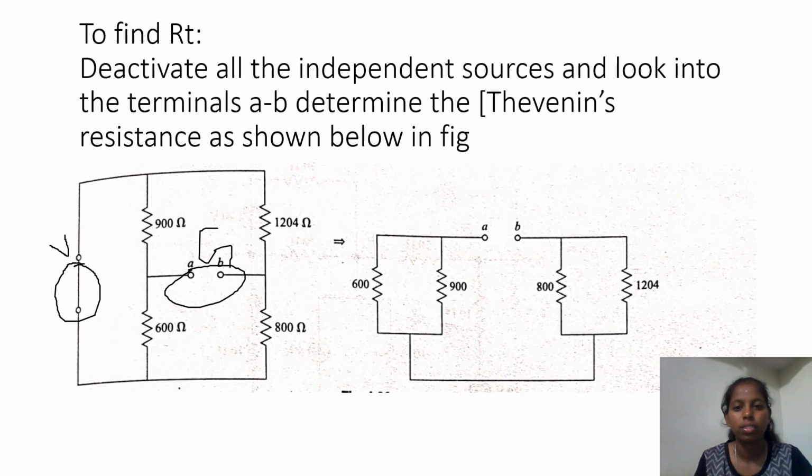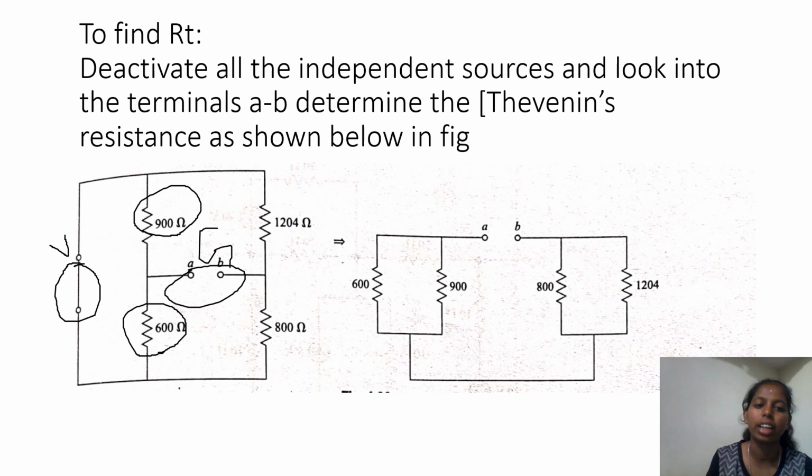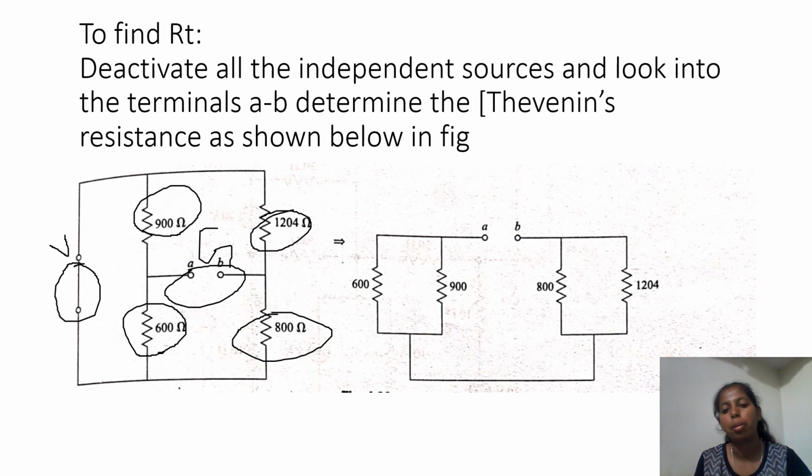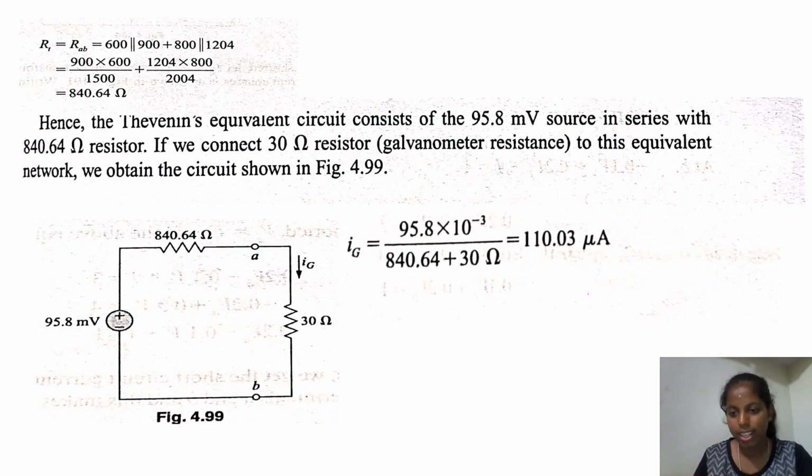Okay, now after applying Thevenin's theorem, the 900 ohm and 600 ohm resistors, which are connected in series, will be connected in parallel, and here the 1204 ohm and 1800 ohm resistors, which are connected in series. Next, they will be connected in parallel as shown in this figure. After connecting all resistances in parallel, we have to find the value of R.